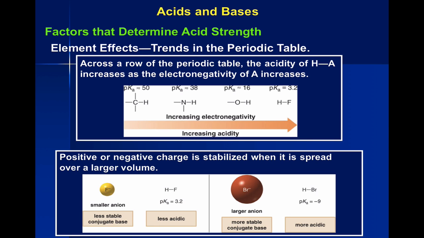Now this is going in a period. What about if we're going in a family? When I'm looking at F minus versus Cl minus. So let's say we want to compare HF versus HCl. I've drawn the two conjugate bases. Which one of those is the most stable anion? It is not F minus. It is Cl minus. Why is Cl minus more stable than F minus? I thought we just established that F was the most electronegative element. That's a true statement. It's larger.